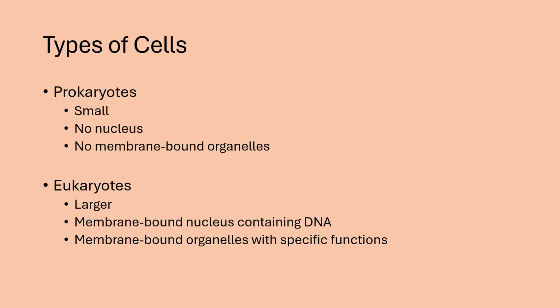So when you look at cells, they're divided as one of two types. You have prokaryotic cells and eukaryotic cells. Prokaryotic cells are typically smaller. There is no nucleus. They do have DNA, but there is no nucleus. They have no membrane-bound organelles. So there's no mitochondria, there's no chloroplast.